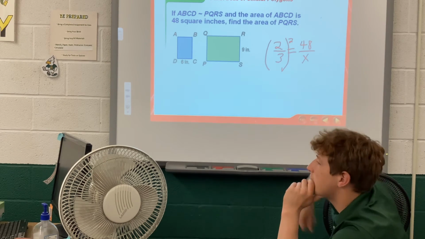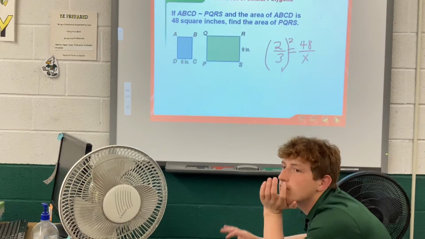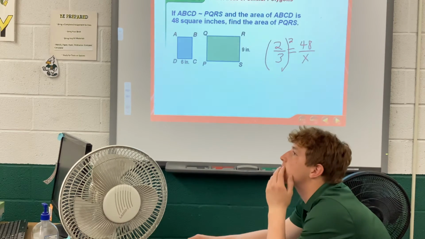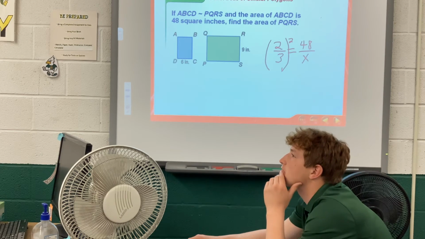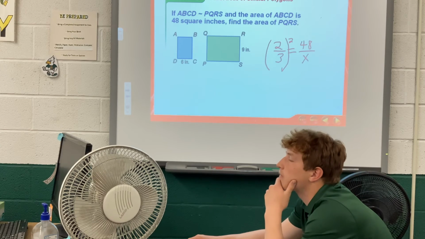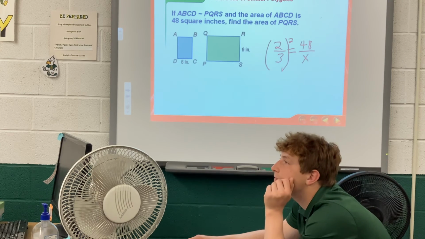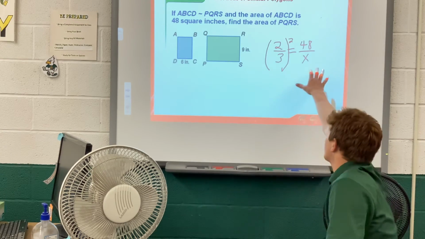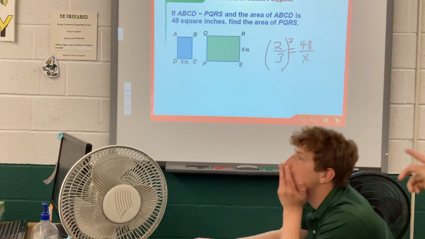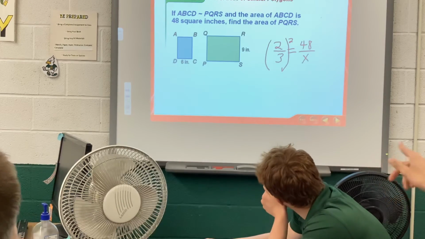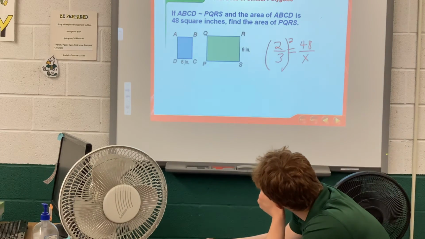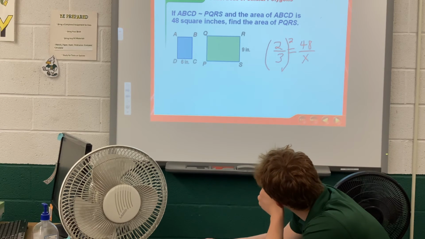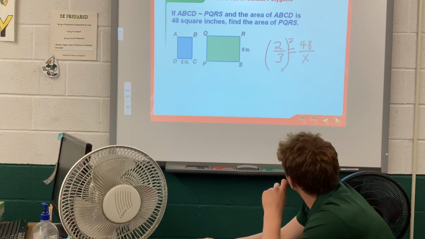Can you just reduce 48 instead of squaring the whole thing? Because then you're taking the square root of 48. But I'm not taking the square root of the 48. Why can't you put 48 down here? Because we did small to big, 6 to 9, right here. 6 was in the same spot as ABCD, and they gave us the 48.